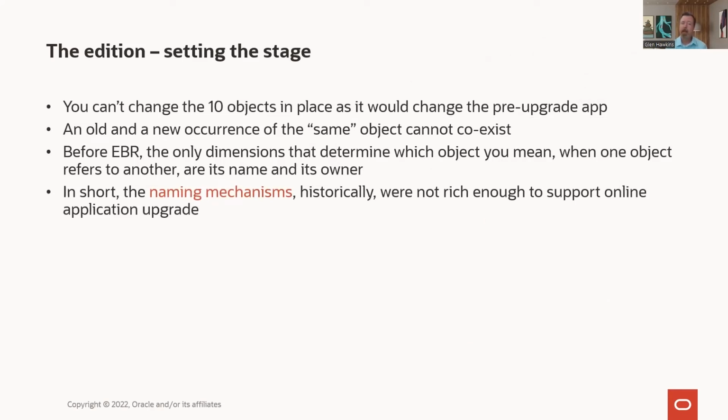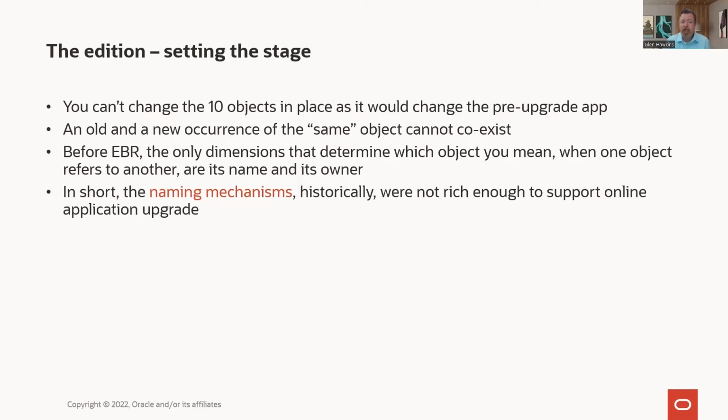If you try to do this with just your physical tables, you can't change those 10 objects in place because you don't have the concept of being able to keep the old and the new simultaneously together. An old and new occurrence of the same object, like a table, can't coexist. So you would break the older version of the application, and thus there's no way to get zero downtime at that point, right? You have to deal with that, bring down your older version of the application, drain out all the sessions to achieve that.